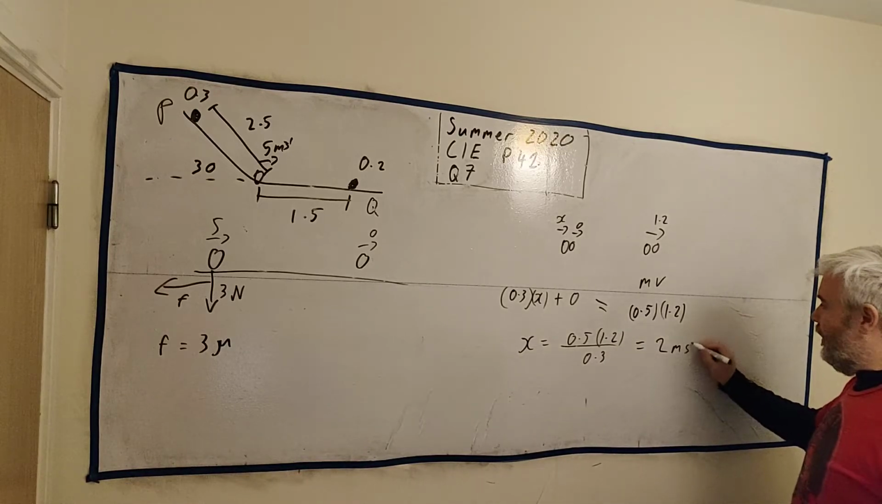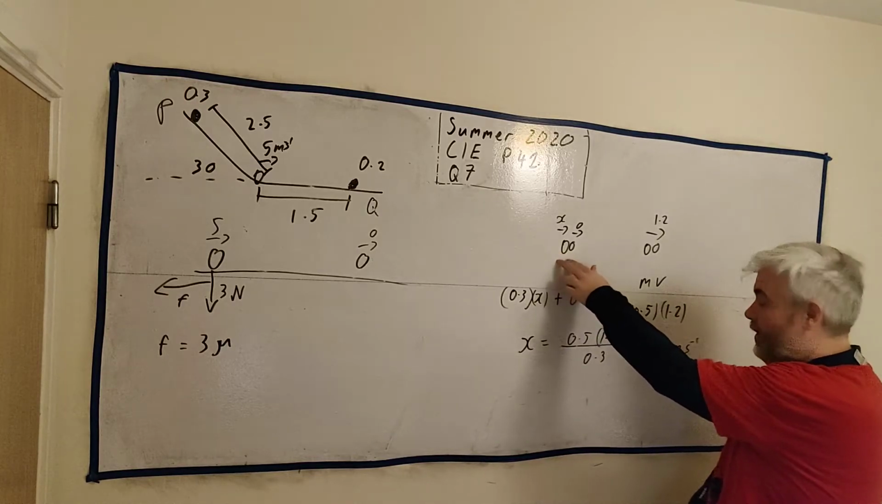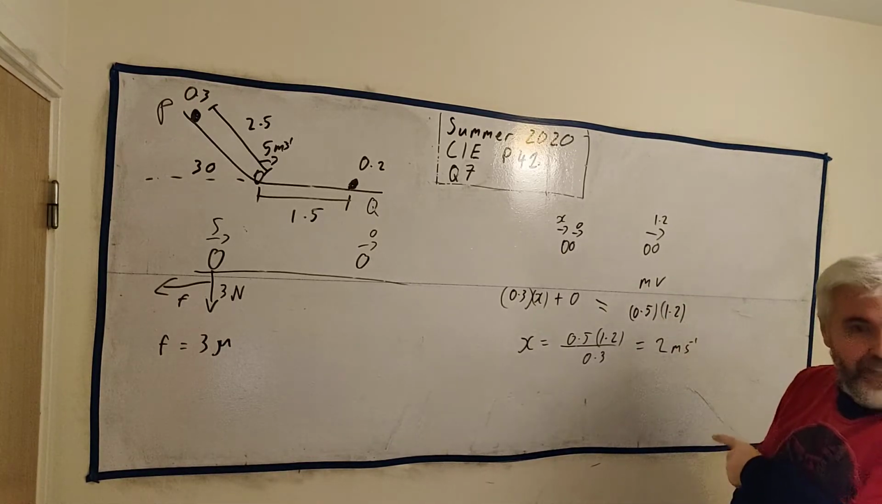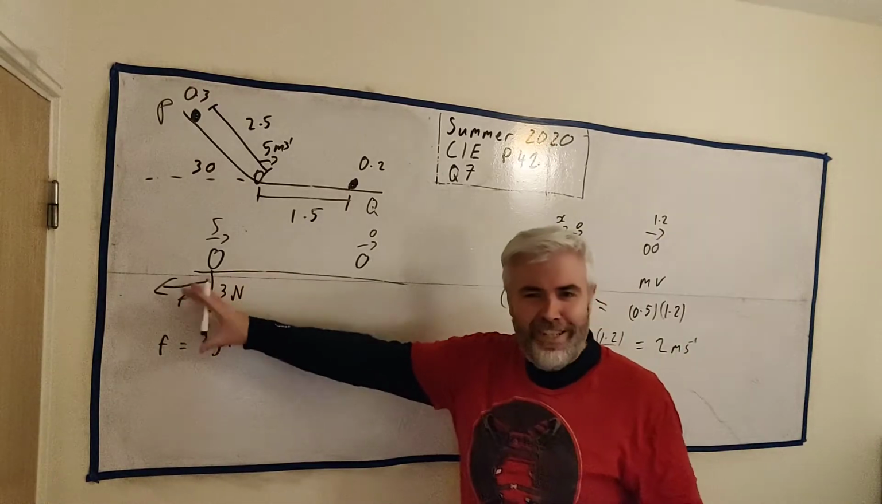The speed here, they didn't ask us this, but we are going to need it. The speed just before collision is 2 meters per second. This took me a good few minutes to think through. Wait, how do I get it? I started over this way.